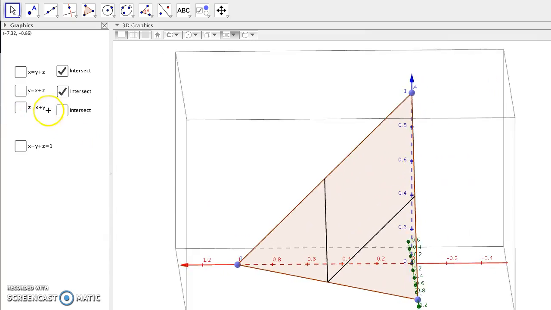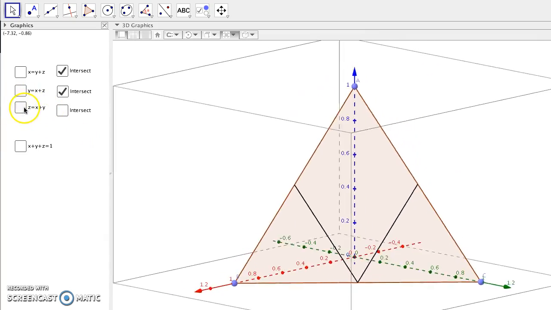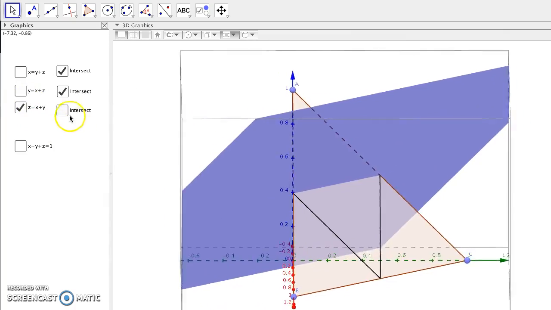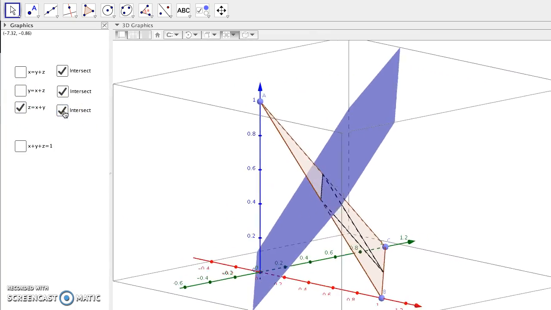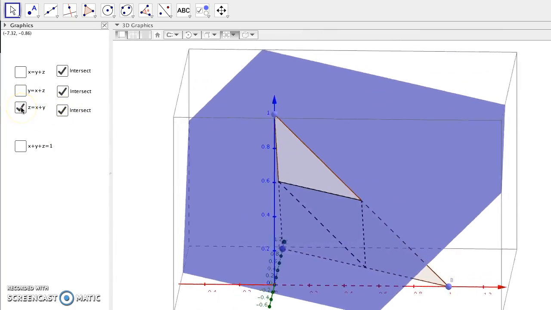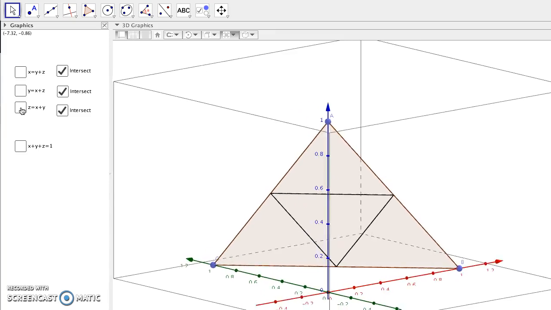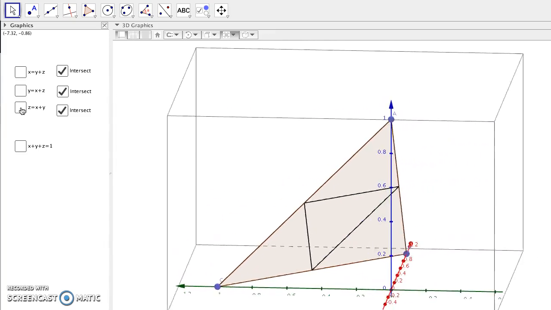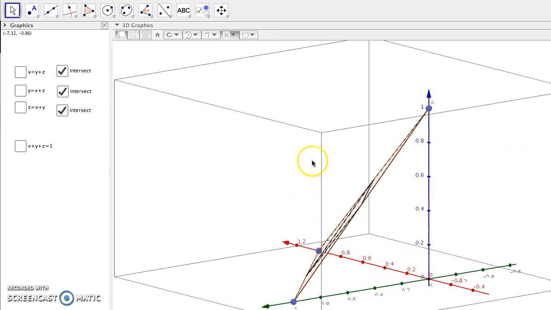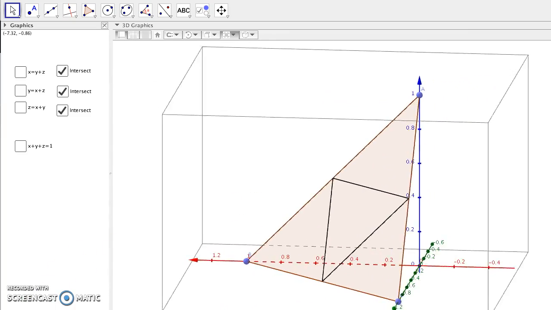I'll do this again with the third equation from the triangle inequality, z equals x plus y. That gives me that plane, and of course that intersection. And I can go ahead and pull the plane away, and we're left with the original sample space carved into 4 sections.